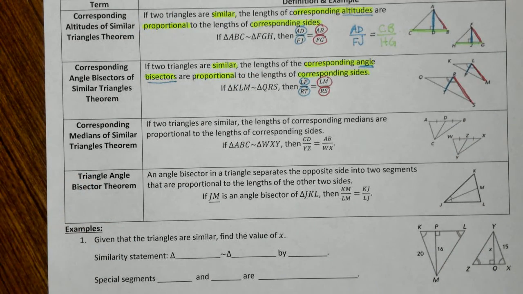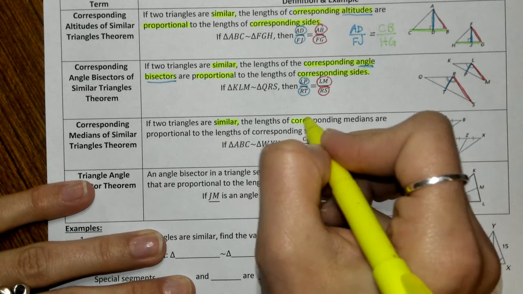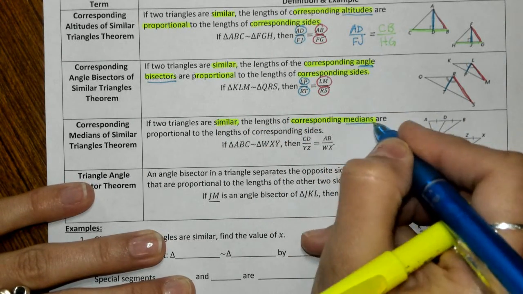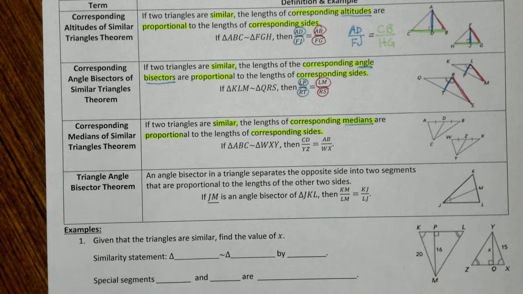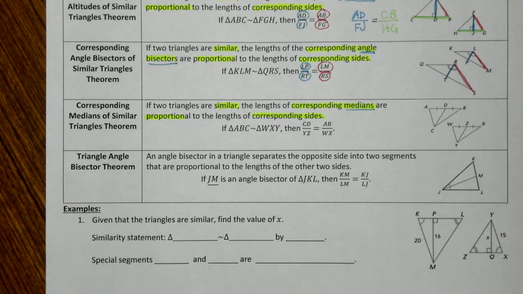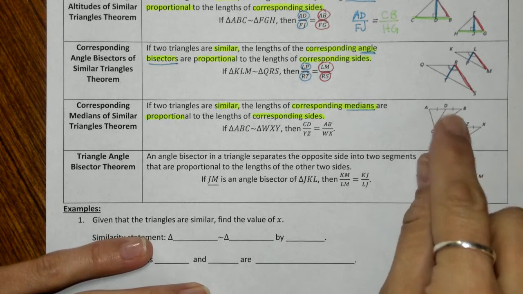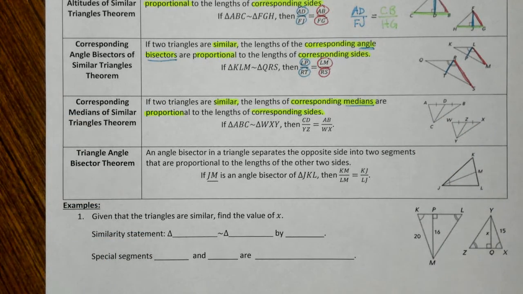The next one is your corresponding medians of similar triangles theorem. So same thing, we're just changing the different kind of segments. Okay. Here we have, if two triangles are similar, the lengths of the corresponding medians are proportional to the lengths of corresponding sides. Okay. Now here, there's something a little different that's going to change with the medians. I'll show you after we look at a couple sides, because the fact that we have these midpoints, point D and point Z are midpoints, creating two congruent segments, we're going to see something a little different. But let's start off with what we've talked about here.